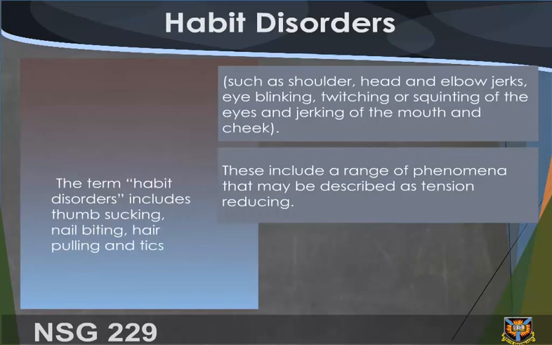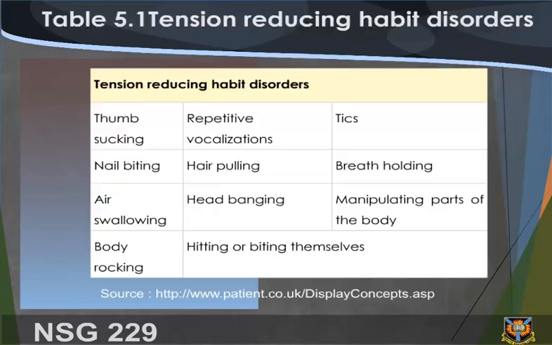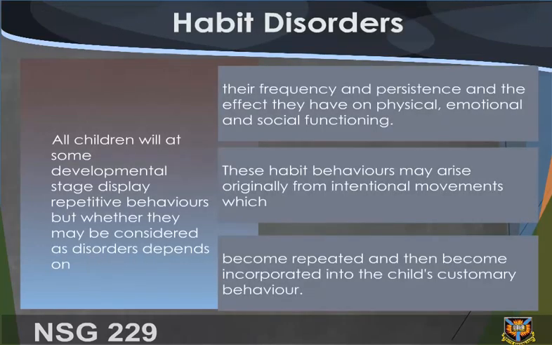Habit disorders. The term habit disorders includes thumb sucking, nail biting, hair pulling, and tics, such as shoulder, head, and elbow jerks, eye blinking, twitching or squinting of the eyes, and jerking of the mouth and cheek. These include a range of phenomena that may be described as tension reducing. All children will at some developmental stage display repetitive behaviors, but whether they may be considered as disorders depends on their frequency and persistence and the effect they have on physical, emotional, and social functioning.